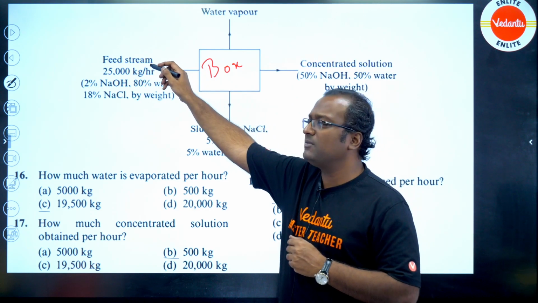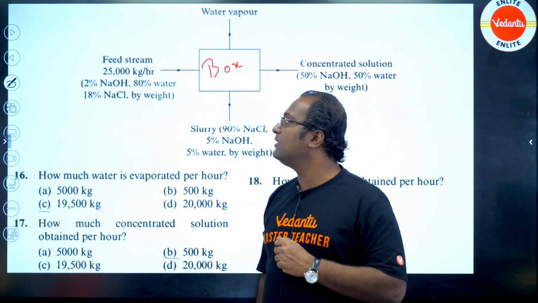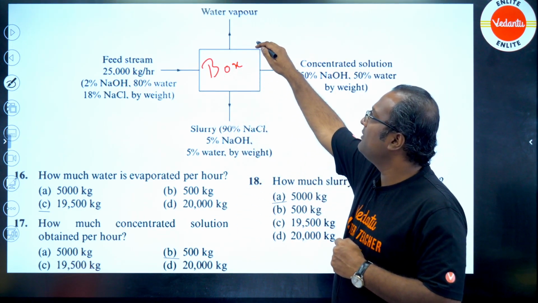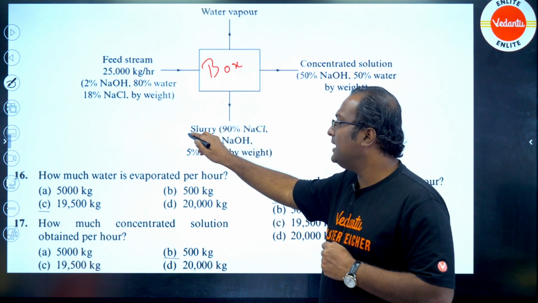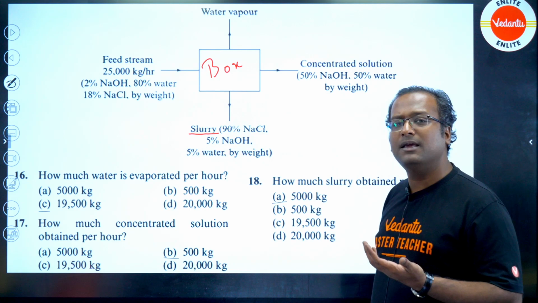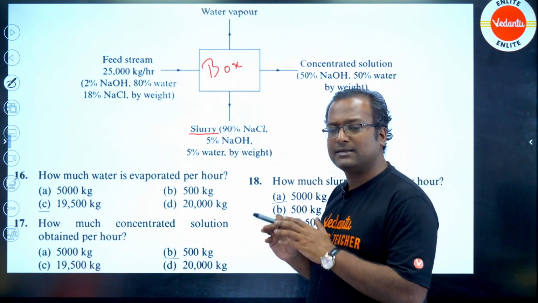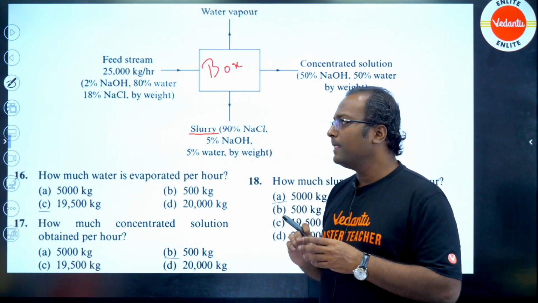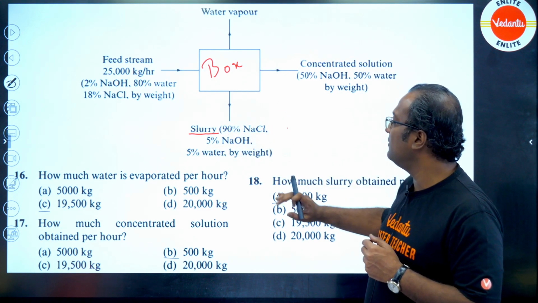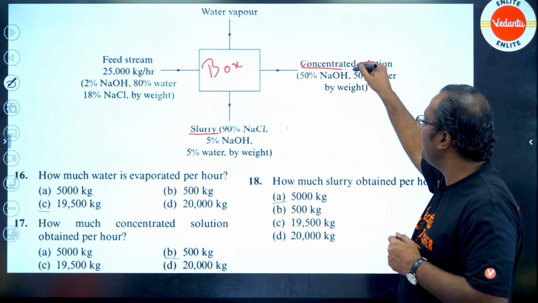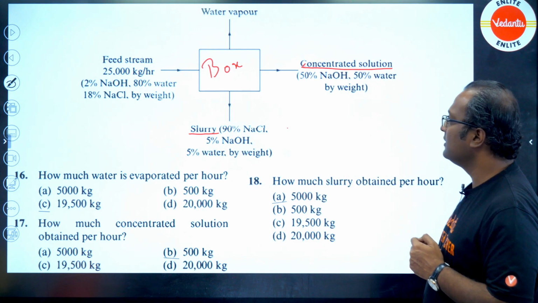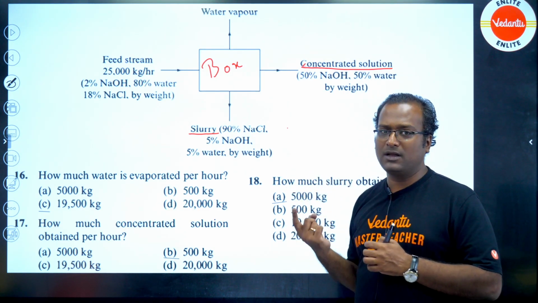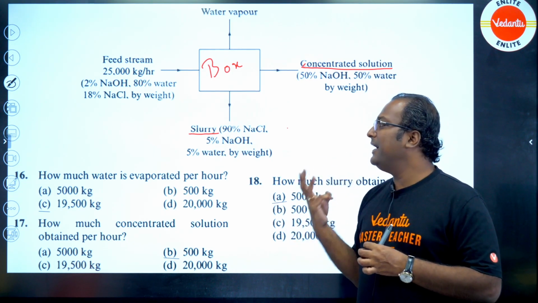We have feed stream, that is the input to the device, which is 25,000 kilogram per hour, and its composition is given to us. Some water vapor is evaporating away. Slurry here generally means a solid paste. In this case, the slurry is waste. So the waste here contains NaCl, some NaOH, some water, and the concentrated NaOH solution is coming out of the box. So there's one thing going inside the box, the feed stream, and there are three outlets: one water vapor, one concentrated solution, and one slurry.